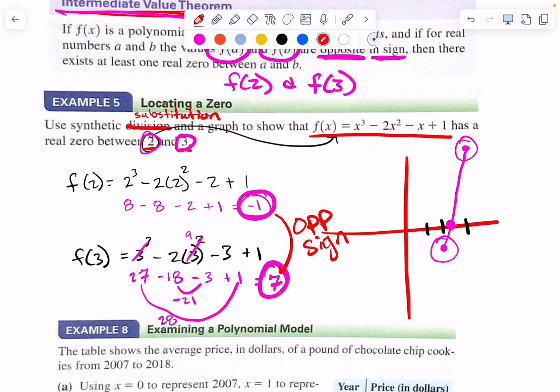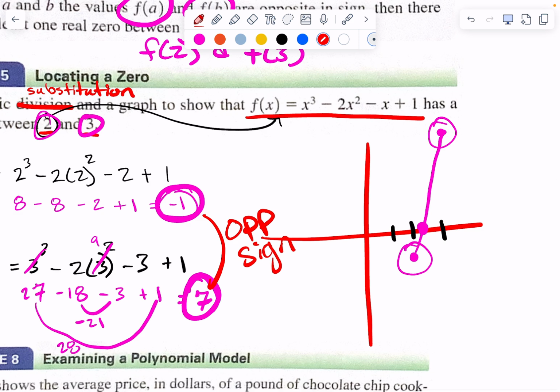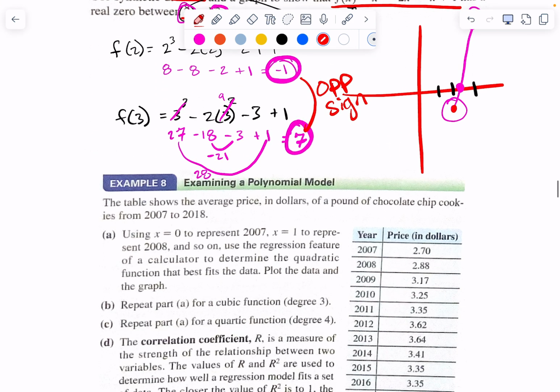Now, do we know that it's at exactly like 2.5? No, not necessarily. In fact, I'm guessing that it's probably closer to 2, because 2 is here and 3 is up there, right? Maybe like 2.2 or something like that. But that's how that works, okay? That's what the intermediate value theorem says. Okay, last thing.